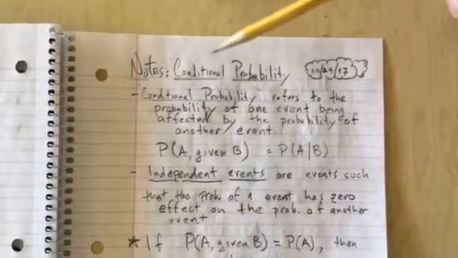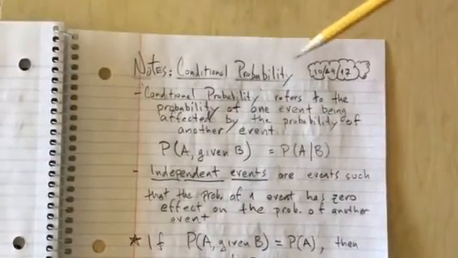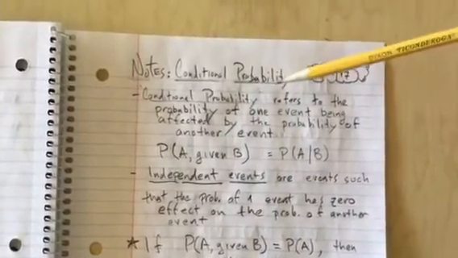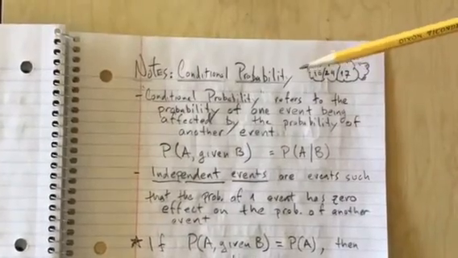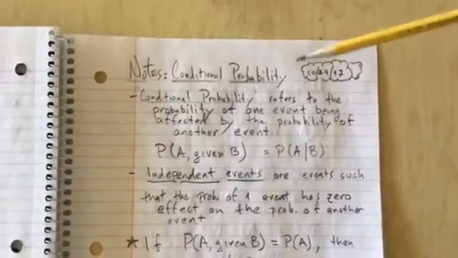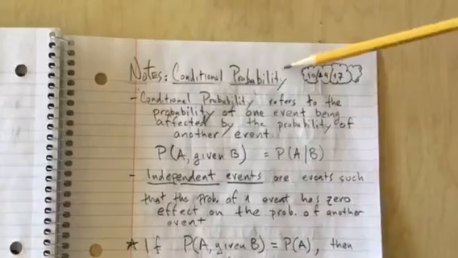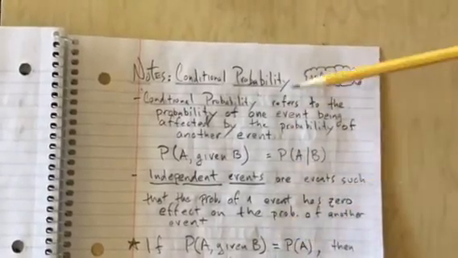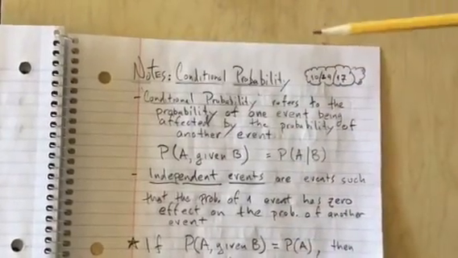I thought it would be helpful maybe to go through these notes again in a little bit more relaxed setting because we were kind of rushed in class. So anyway, we were talking about conditional probability and summarizing some of the ideas that we've been picking up in the last couple of days.